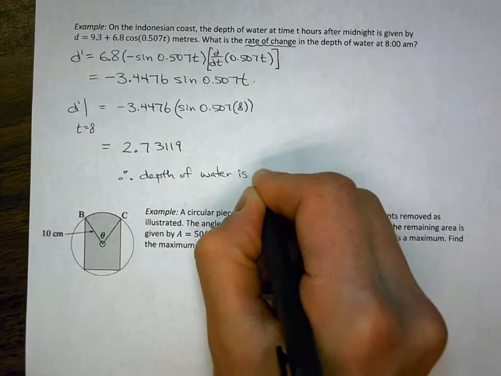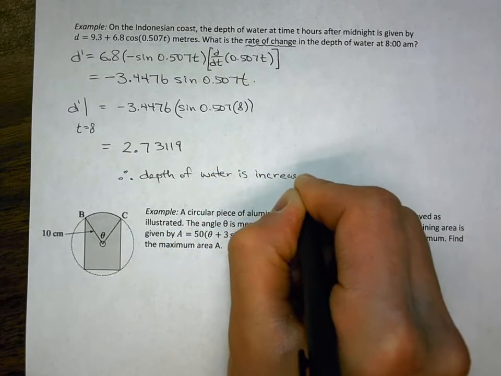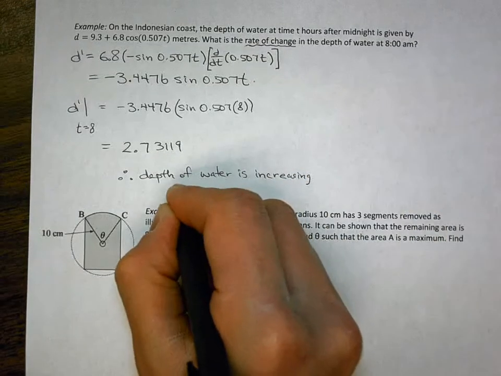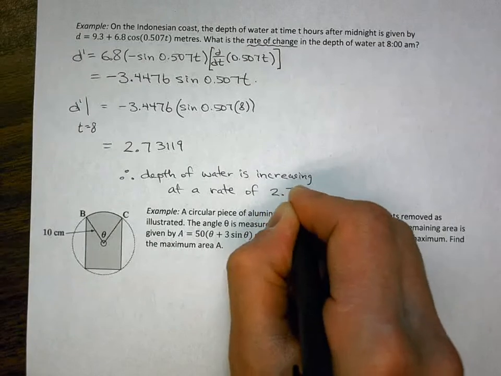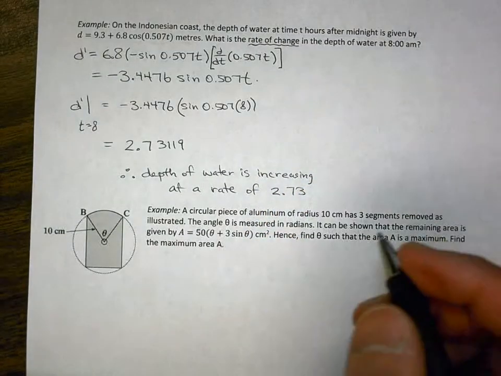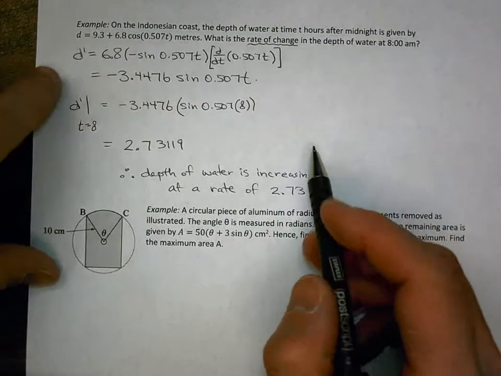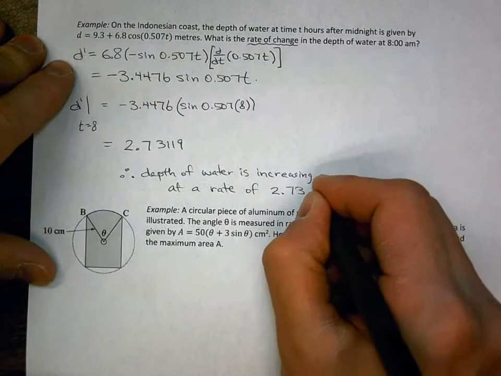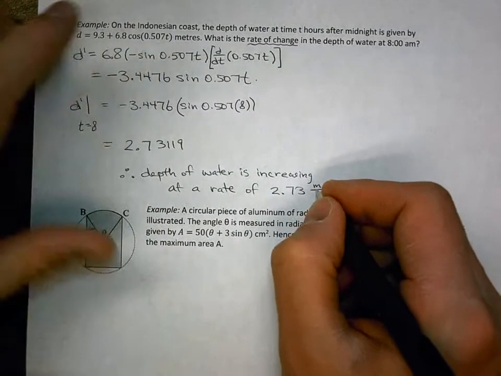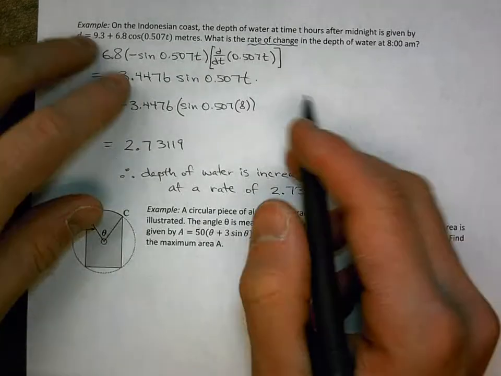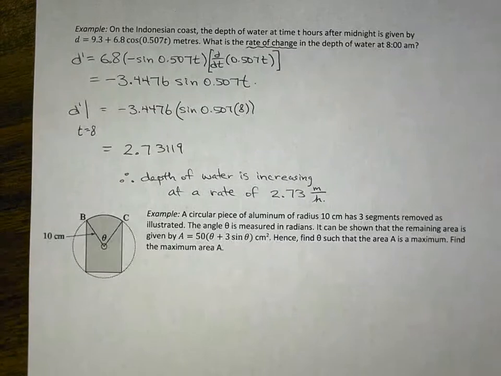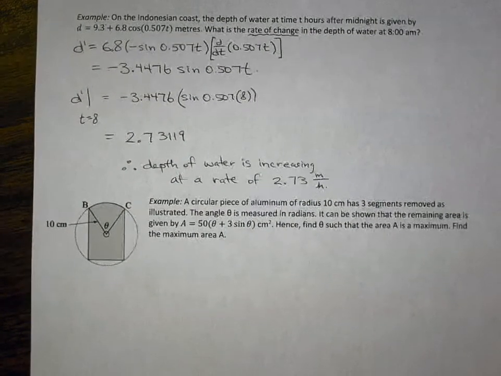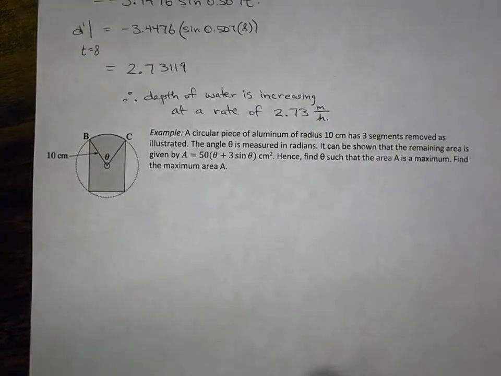So therefore, the depth of water is increasing at a rate of 2.73. Remember, to figure out the rate of change units, you take the units of your y, which is meters, and you divide by the units of your x, which is hours, so meters per hour. Wow, the tide's really coming in at the coast at that time. 2.73 meters per hour. Cool, rate of change question.